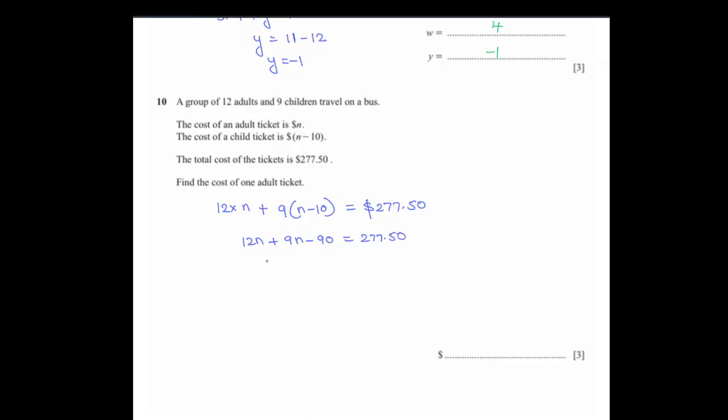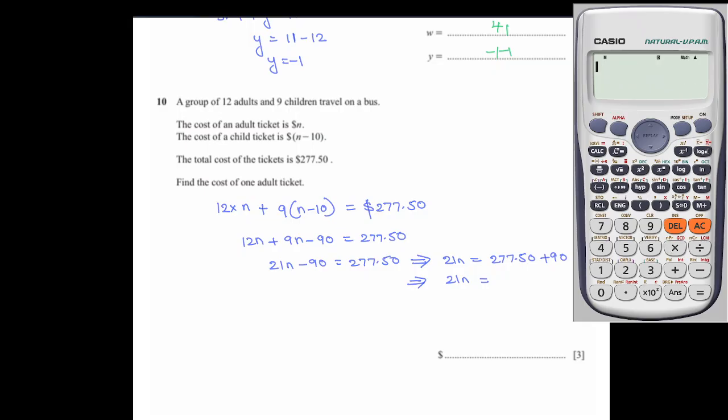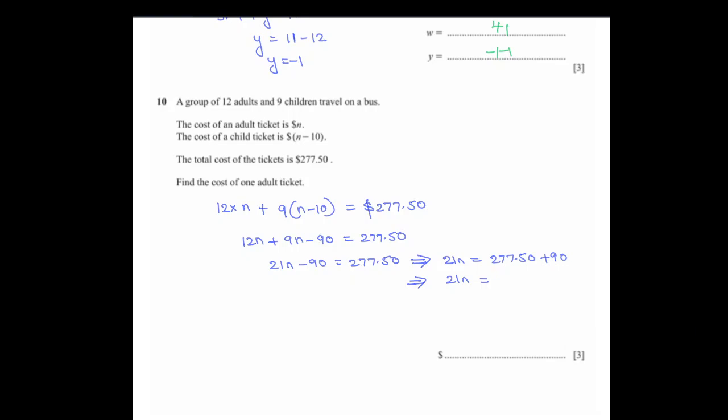Because n and n are like terms, 12n plus 9n is 21n. 21n minus 90 is equal to 277.50. So 21n you keep on the left hand side, bring 90 on the right hand side, so it will be 277.5 plus 90. So 21n is equal to, add these two, 277.5 plus 90, 367.5.